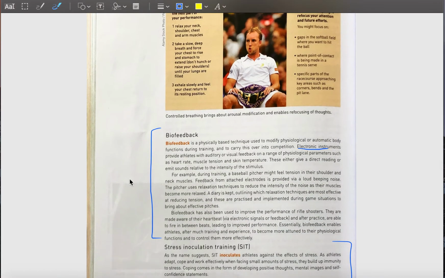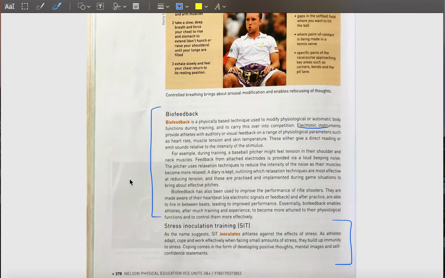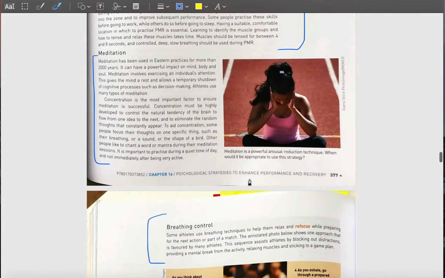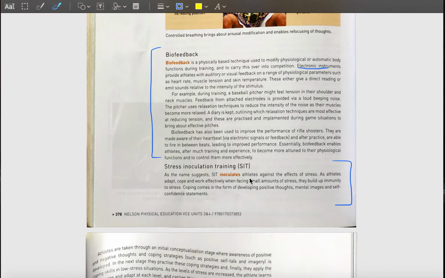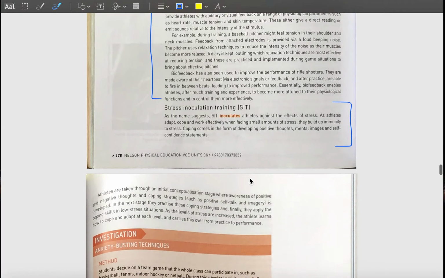Some of the more refined techniques is, like an example here, biofeedback, which uses electronic instruments to look at heart rate, muscle tension, and skin temperature, and gives a reading to an athlete that they have tension or high anxiety or arousal levels within their body. And so one of the things that can be used in terms of a biofeedback tool is then bringing in some of that controlled breathing, meditation, or progressive muscle relaxation if a specific part of the body is specifically tense.